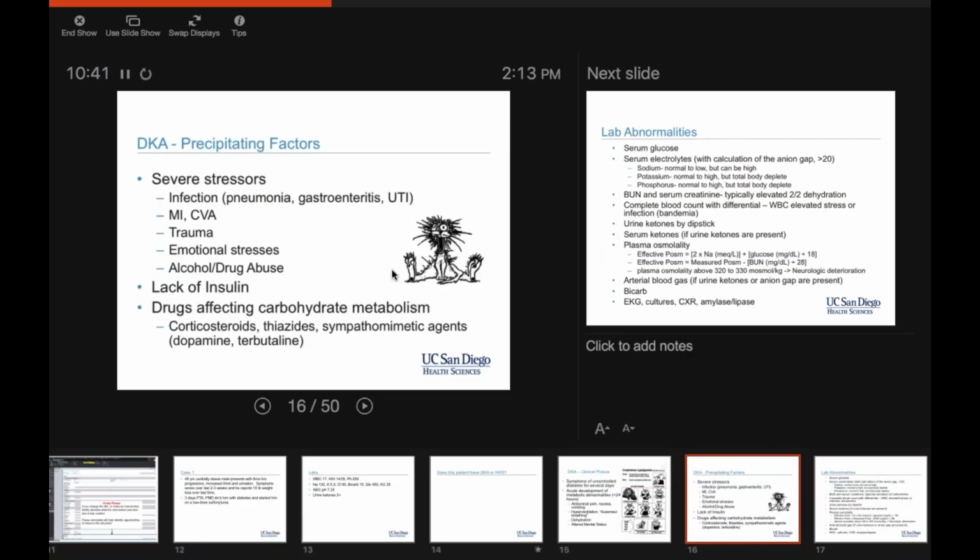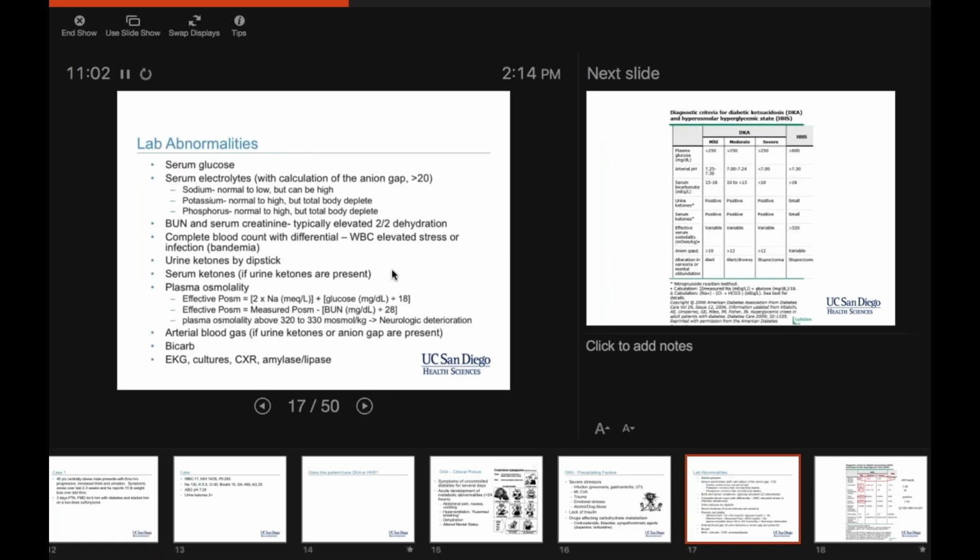Usually, something pushes you over into DKA. Okay, a lot of stressors, some sort of infection, heart attack, trauma, emotional stressors, alcohol, not taking your insulin, especially if you're type 1 and you make no insulin, then you don't take it. You get some ketones, and then some drugs. Okay, this is the smorgasbord of lab abnormalities you get with DKA. Obviously, your glucose is high. You get electrolyte abnormalities, particularly your sodium is usually low to normal because of all the sugar in your blood.